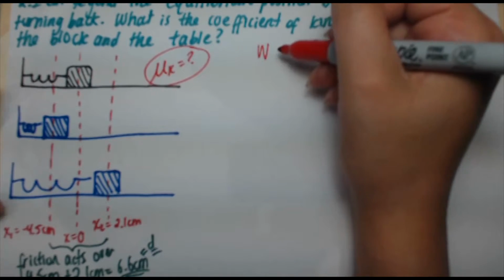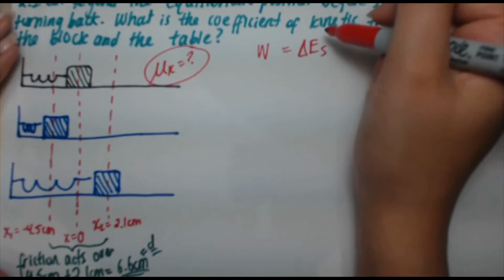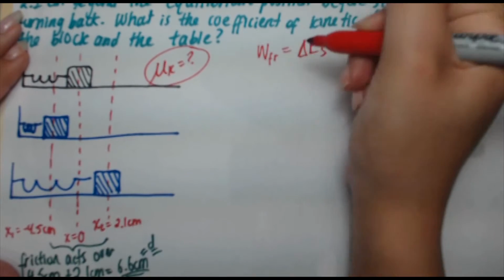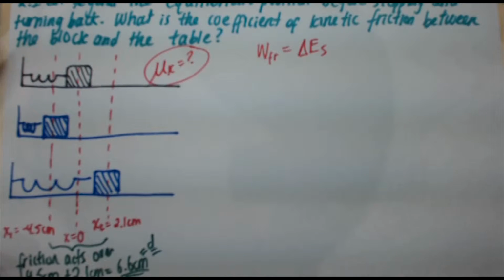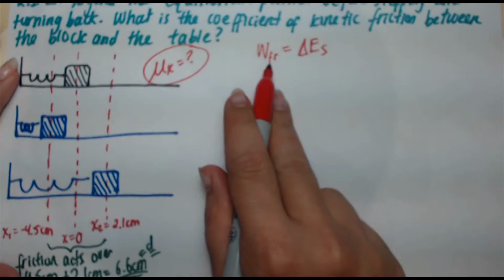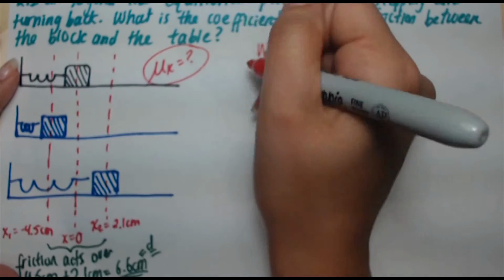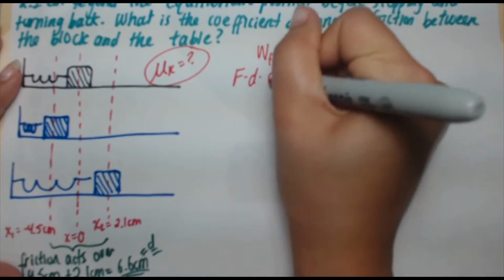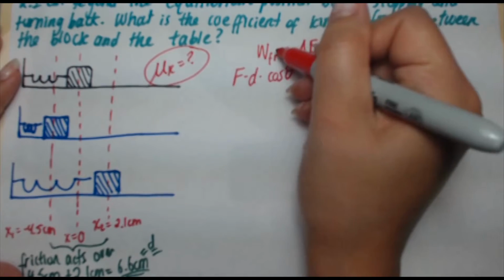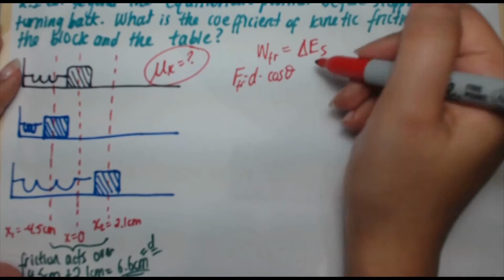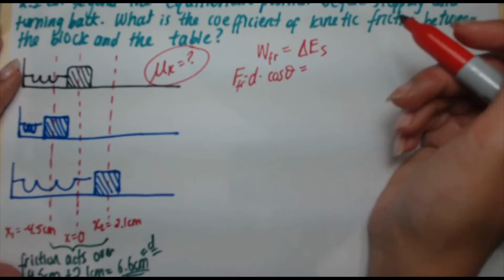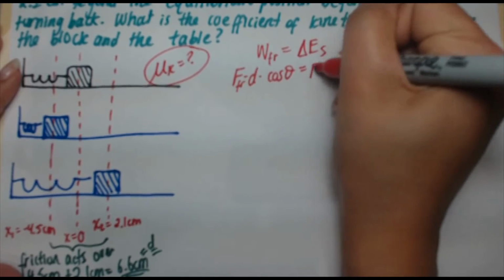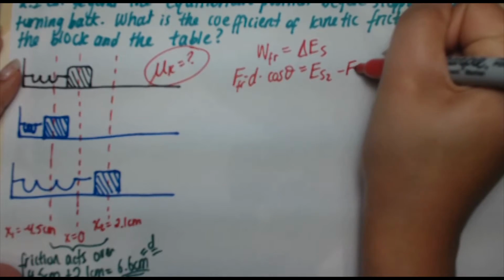Now, the work done by what? Well, the spring energy is changing due to friction. So I'm going to say the work due to the frictional force is equal to the change in spring energy, and I'm going to analyze the relationship between those two. The work due to friction, work is equal to force times distance times cosine of theta. Since we're dealing with friction here, this is going to be force of friction. Delta ES is just like delta EK: it's EK2 minus EK1, or in this case, ES2 minus ES1.